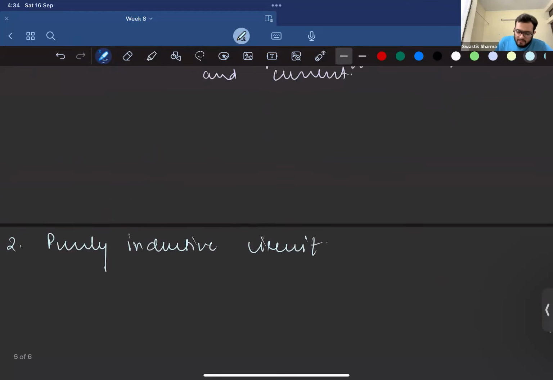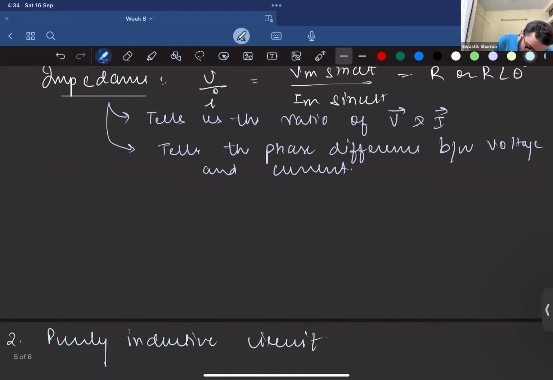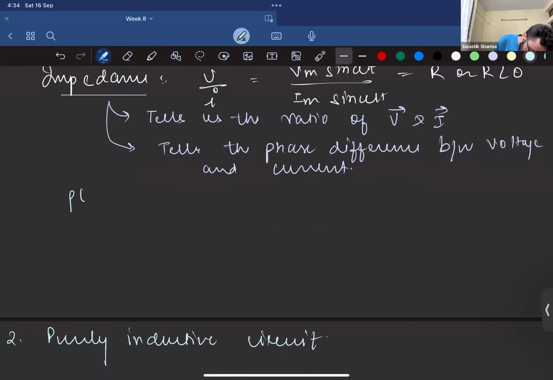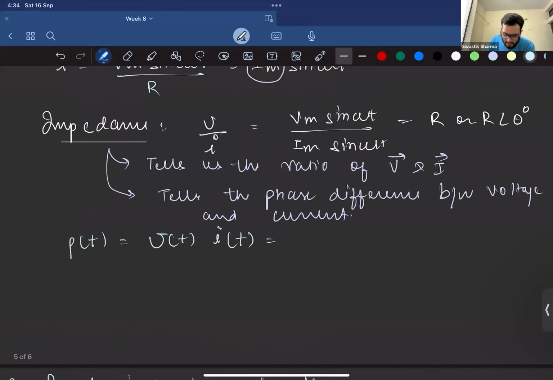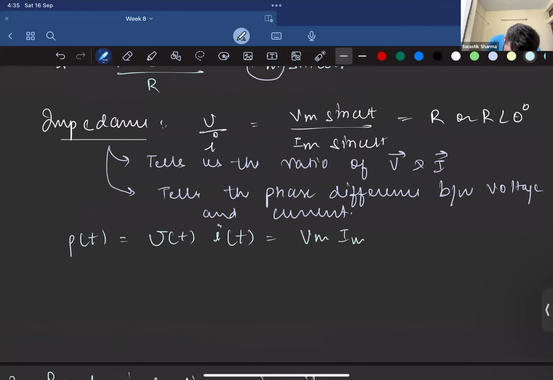Also, one more thing. What is the power going to be? What is the instantaneous power? Let's first write instantaneous power. It's nothing but the instantaneous voltage multiplied with the instantaneous current, right? Which comes out to be Vm Im sine square omega t.